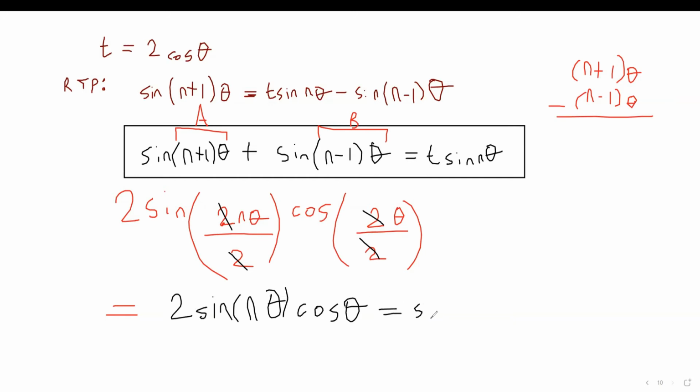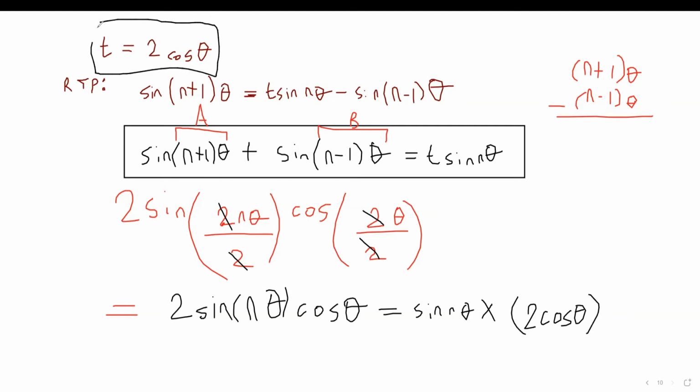So I can rewrite this as the sine of n theta multiplied by, you see the 2? I'm going to multiply the 2 times the cos theta. So it's sine n theta times 2 times cos theta. But then what is cos theta? The question said use cos theta as t. 2 cos theta is t. So this is very easy because this is t times sine n theta.